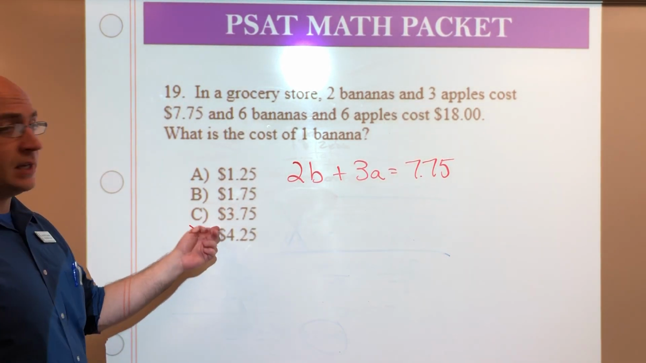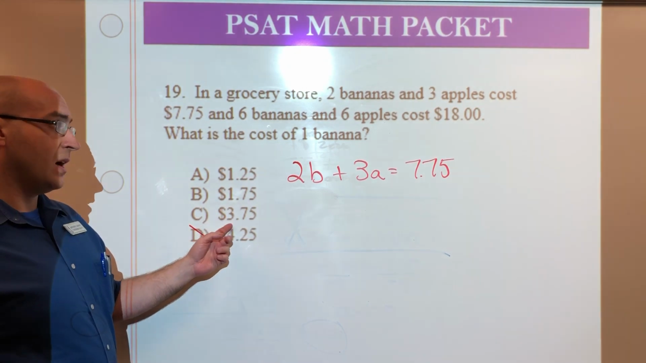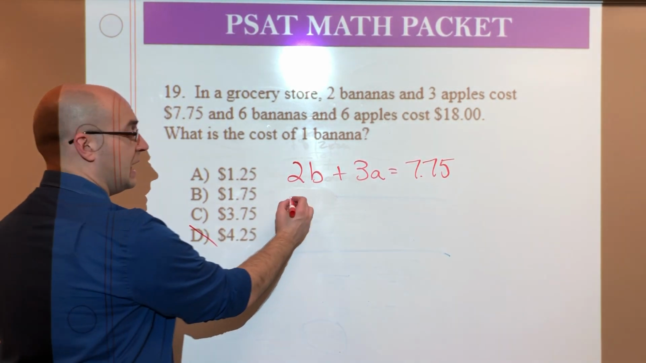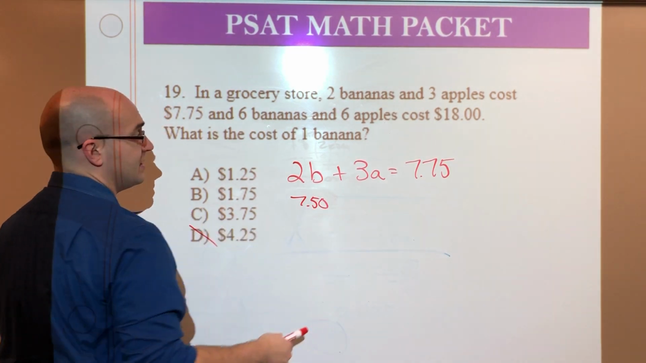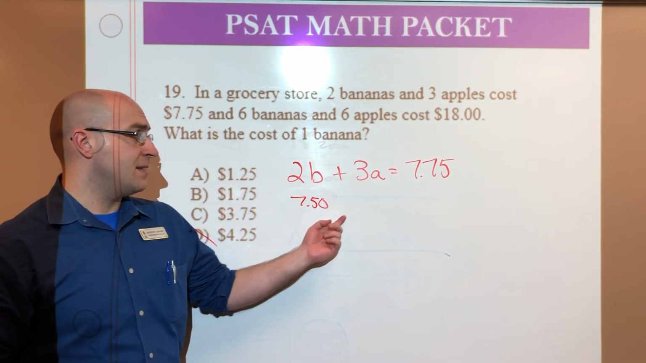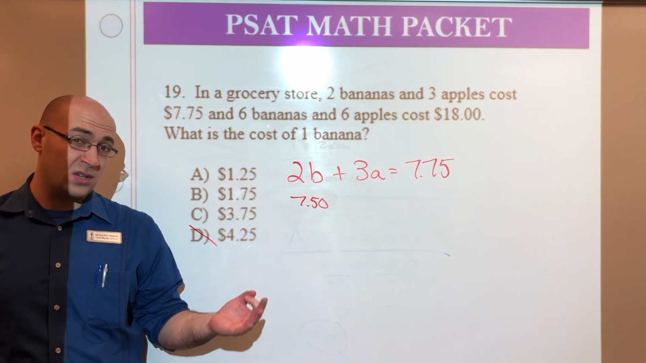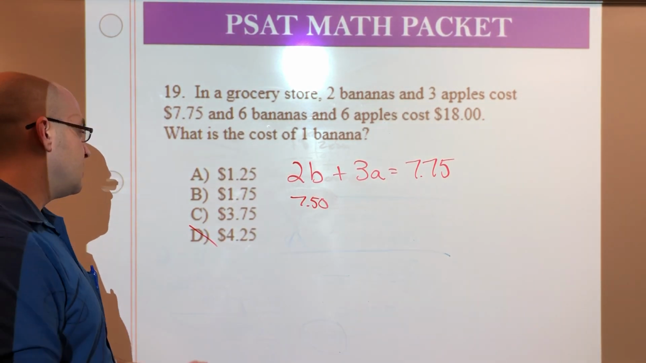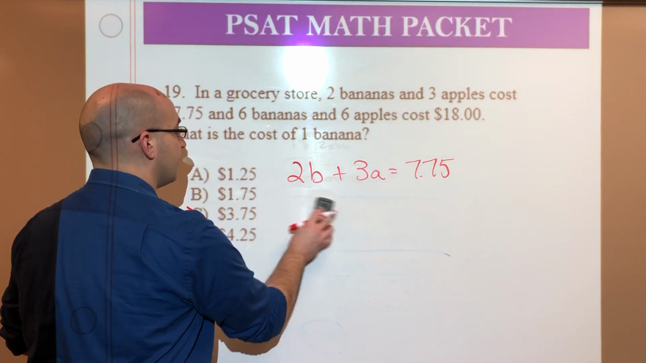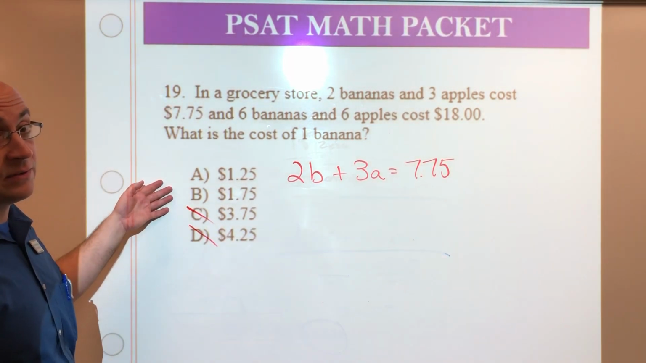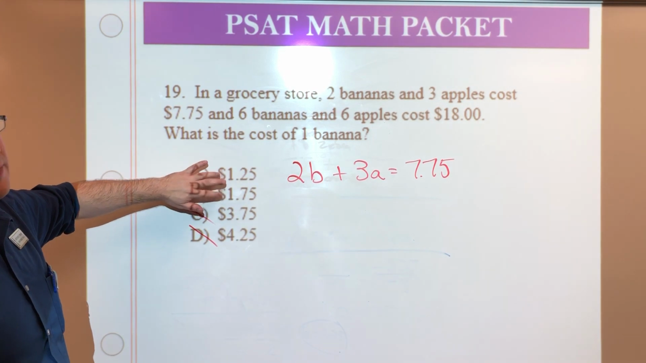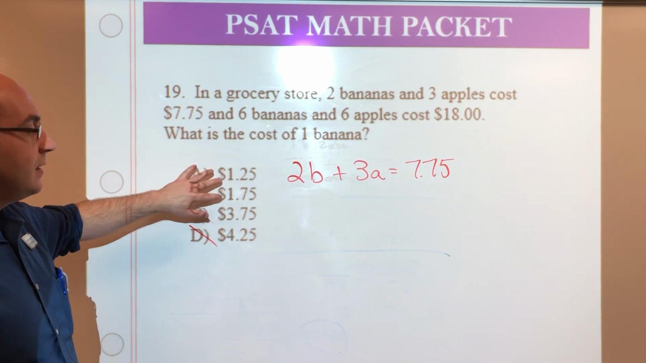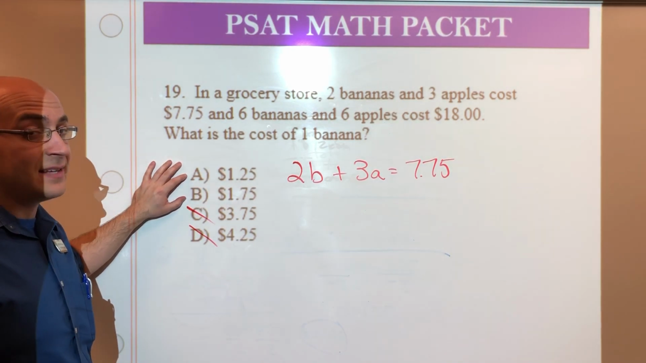Let's talk about C. Well, 3.75 times 2 is 7.50. Now, 7.50 is less than 7.75, but that would mean that 3 apples total cost 25 cents. That's not going to work out right, because 3 doesn't go into 25 evenly. So I know that C is not my answer either. I've eliminated 2 choices, and now I have a 50-50 shot. Because these are so closely related, and this is going to be a really time-consuming problem, you're at least at a 50-50 chance to guess this.